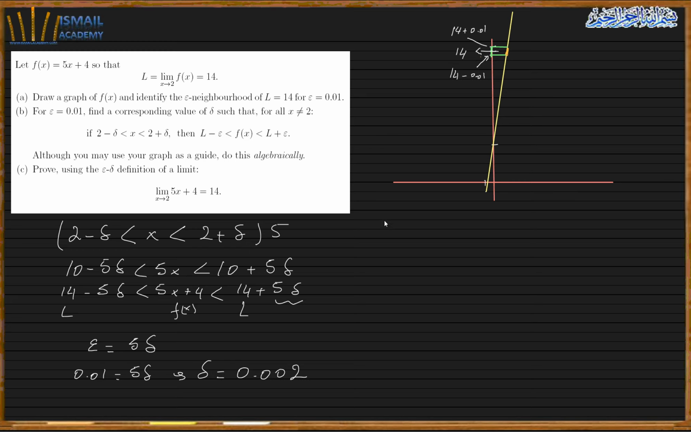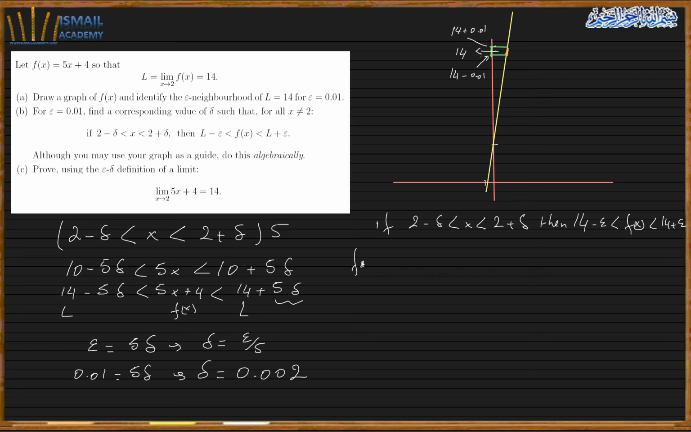So in order for me to do that, I need to show that if 2 minus delta is less than x, which is less than 2 plus delta, I need to prove that L, which is 14 minus epsilon, is less than f of x, which is less than 14 plus epsilon. I need to start from this statement and end up here. So in that case, I need to use that idea that delta is epsilon over 5. So this is what I'm going to assume at the beginning.